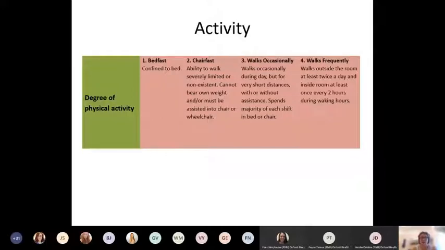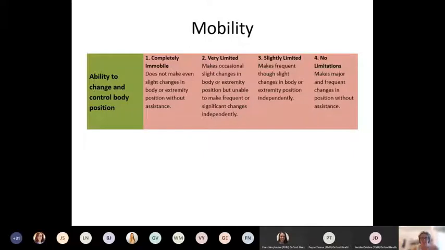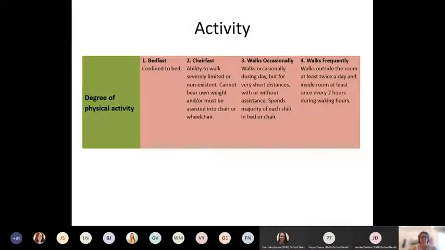Activity. Now there are 2 sections on, you could say, movement, and I think that sometimes people get a little bit confused. So we've got activity here, and then the next one is mobility. So let's look at a little bit more detail in this. So degree of physical activity. This is ranging between somebody confined to bed who is virtually unable to walk, can't bear their own weight and has to be helped to stand, to somebody who can walk but doesn't do it very often and only walks short distances, I mean, is sitting for quite a long period of time, and then to somebody who walks frequently. So this is about standing up, getting up, and moving, walking.